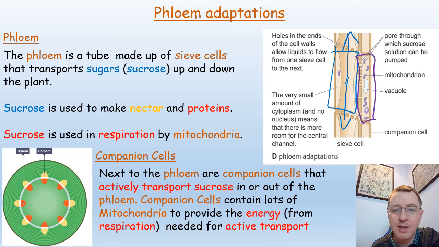And that's where the companion cells come in. The companion cells have a large number of mitochondria, therefore a large amount of respiration and energy released, and much of that energy is used in active transport, so that the companion cells can actively transport the sucrose in or out of the phloem, ready for transportation.